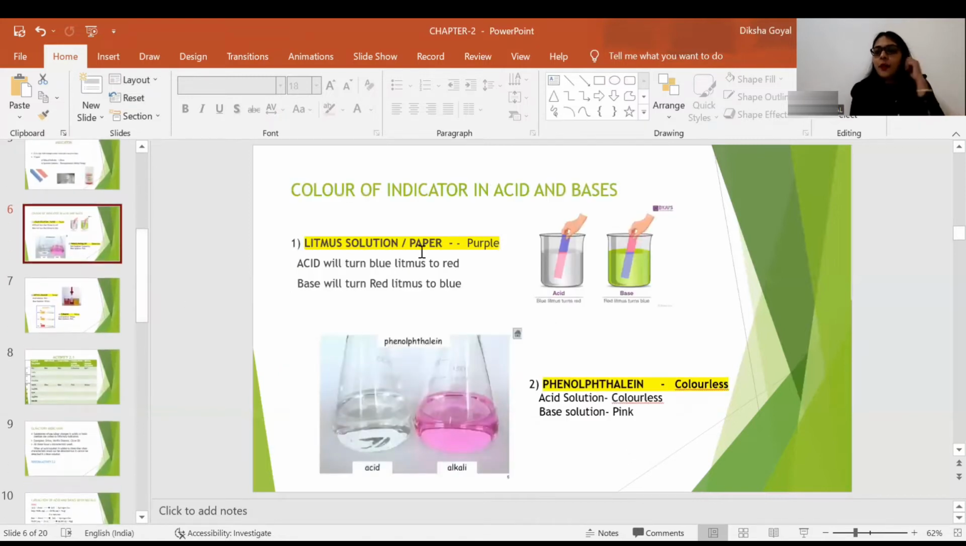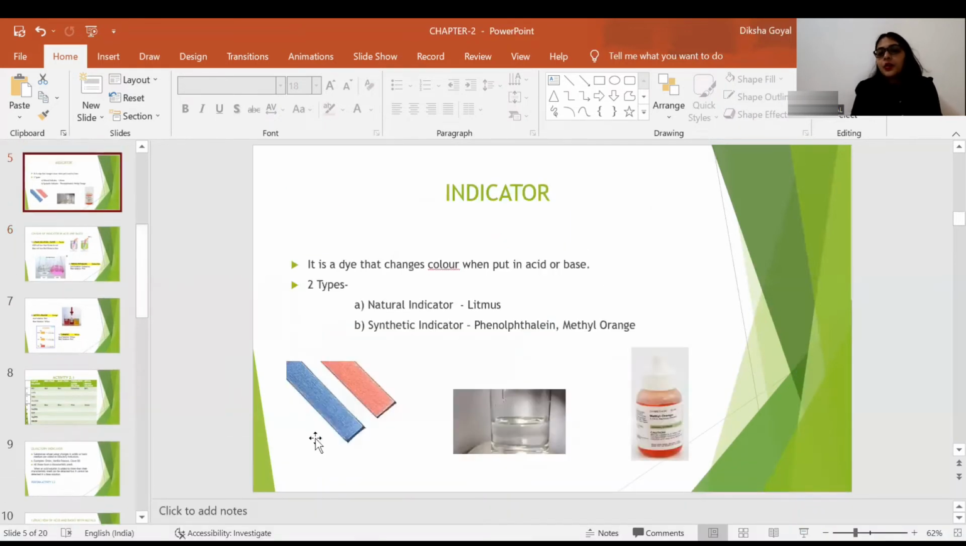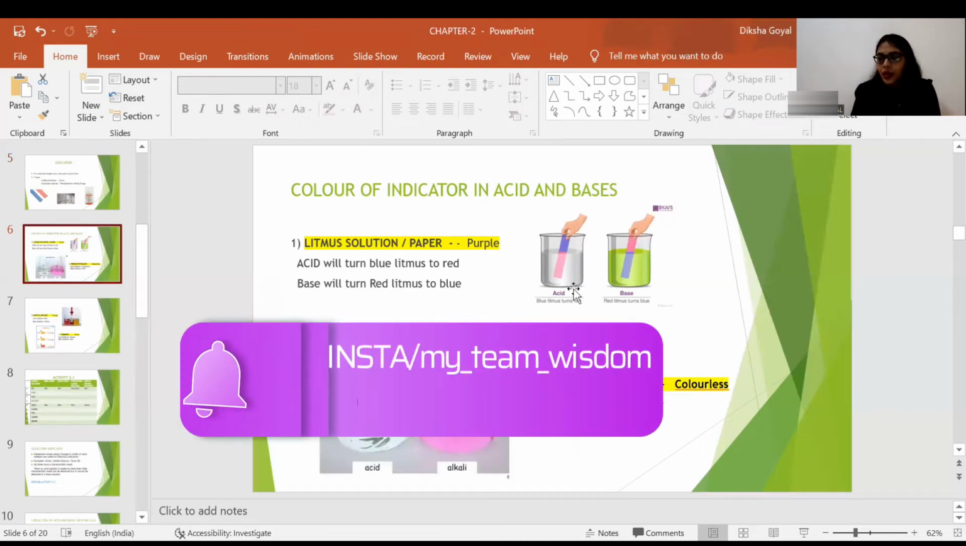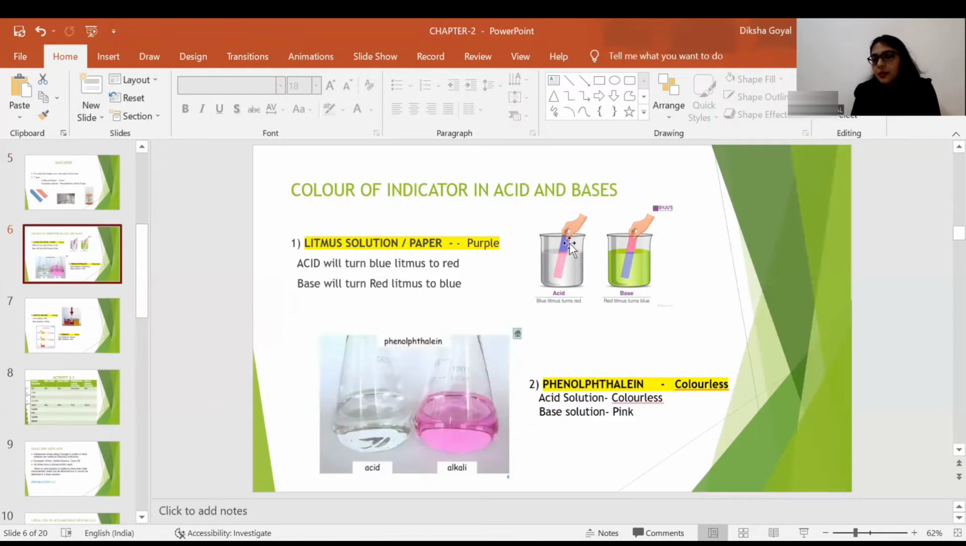Now, firstly, we talk about litmus solution or paper. If we talk about litmus solution, it is purple in color. But litmus paper, as we have seen in this slide also, is of two colors, blue and red. Now, when you put this litmus paper in acid, this was blue litmus paper. You can see this person is holding the blue litmus paper. But when we put it in acid, it turns into red color. That means acid will turn blue litmus into red.